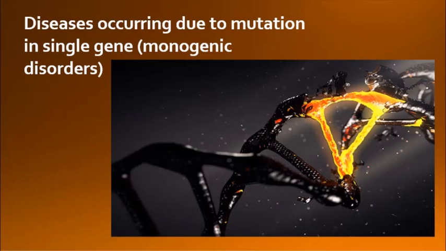Another thing is the disease occurring due to mutation in a single gene into a defective one, and these are called monogenic disorders. These monogenic disorders can be around 4,000 types of disorders. Due to the abnormal gene, their products are either produced in insufficient quantity or not produced at all.